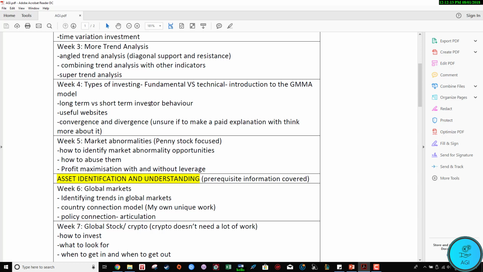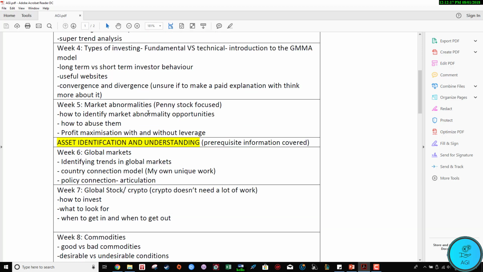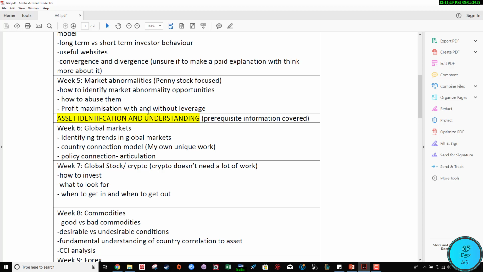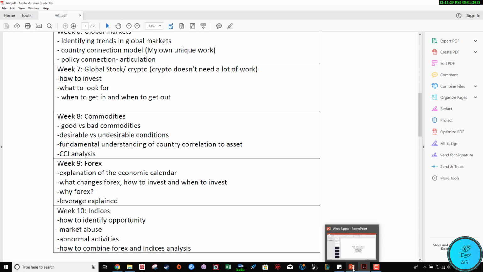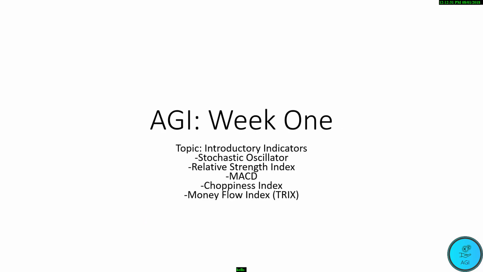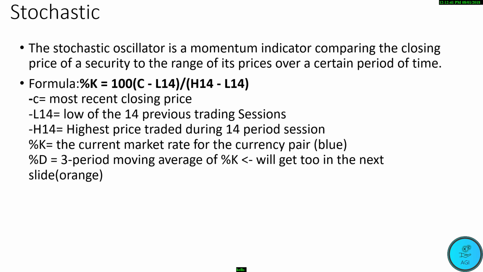We're going to be doing an introduction to the GMMA model. Very important model for investing. It really is pretty much the only indicator I trust to identify penny stock opportunities. Then we're going to be doing market abnormalities. I believe in week 4, we're going to have the company Perla come in and give a brief discussion about something. From week 6 on, I'd say that's when the course really kicks off, and that's when we'll be moving away from the introductory stuff and into what the course is intended for. So yeah, let's get into it.